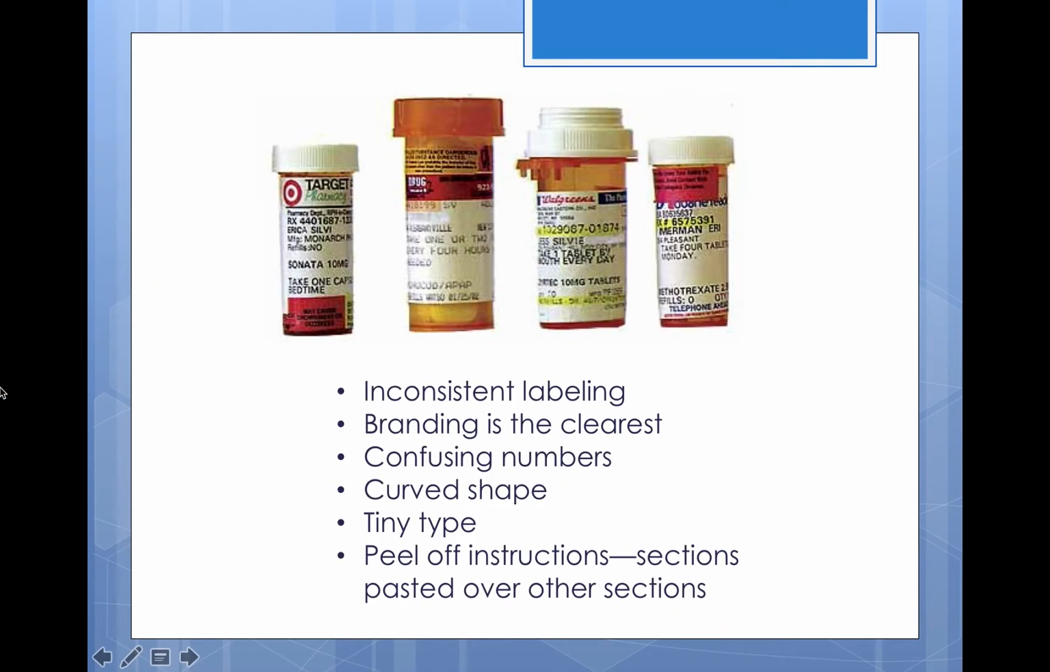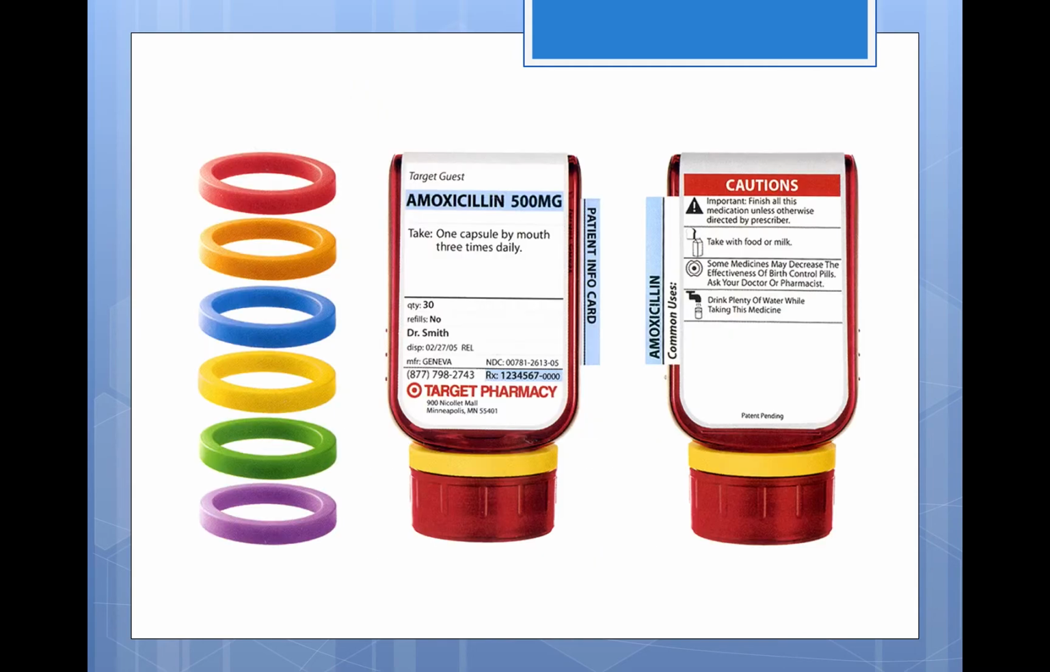Let's look at an example that's a bit higher stakes. Here we have some prescription bottles. You can see that there's inconsistent labeling. The branding is the clearest and not the medication or the directions. There's confusing numbers, a curved shape that can be difficult to hold for people with arthritis, tiny type, peel-off instructions in sections that are pasted over other sections. Nothing about these pill bottles is user-centered.